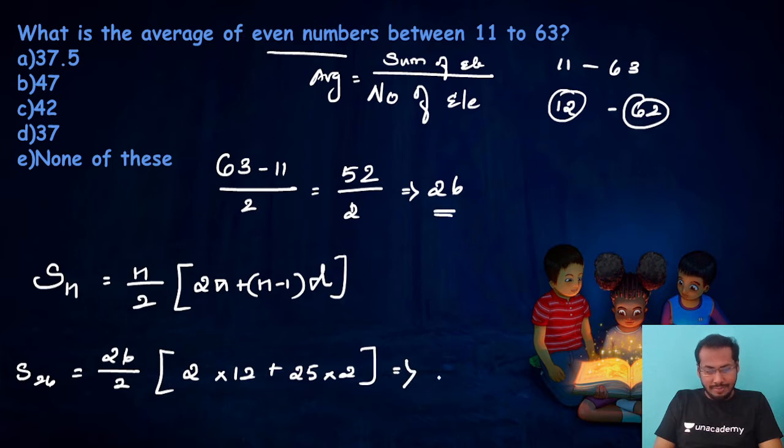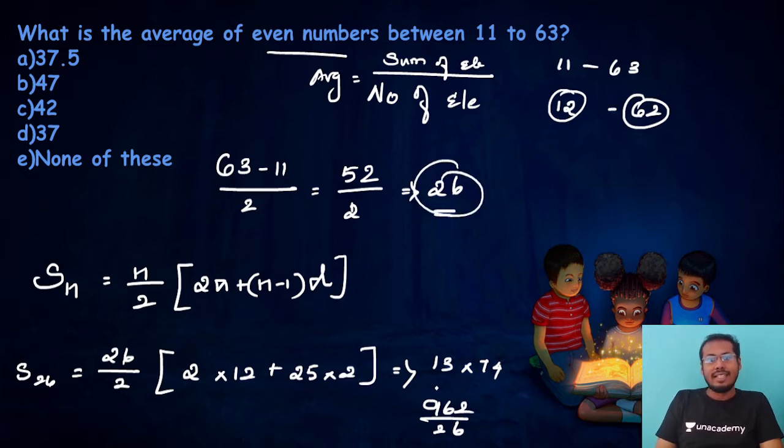So the summation is 13 into 74. At last you will get 962 divided by 26. So 962 will be the summation and 26 is the number of elements. So our average will be 962 by 26, which is 37. Look at this, 37 is the right answer.